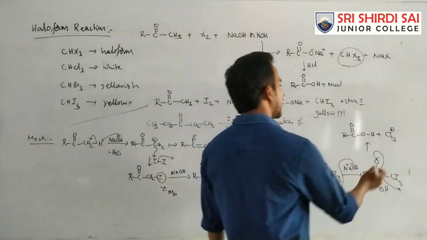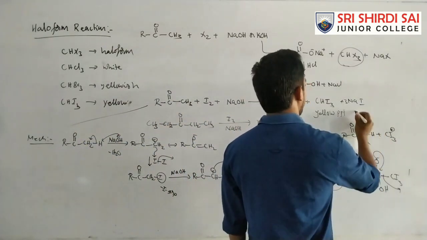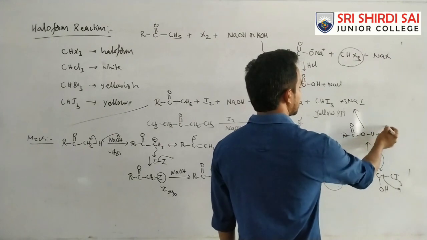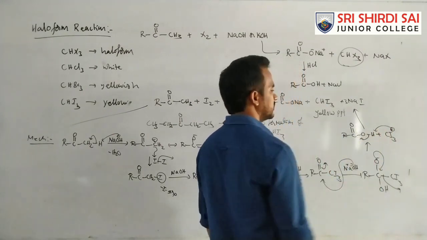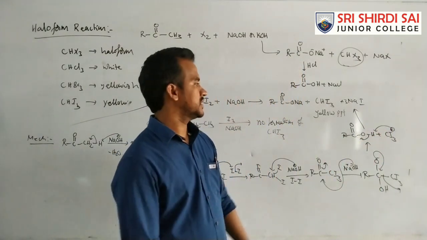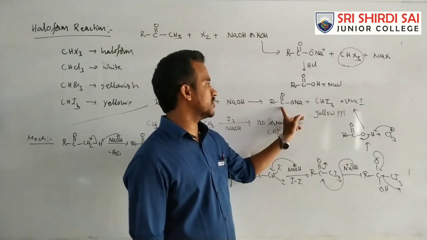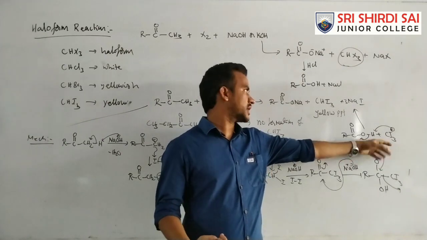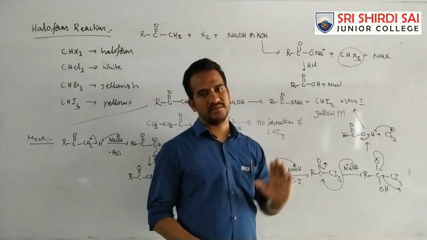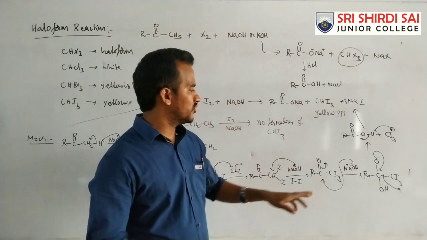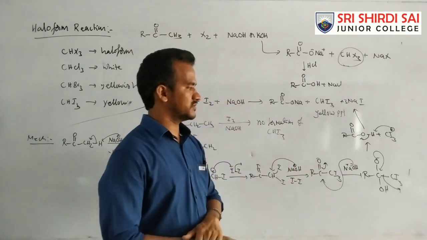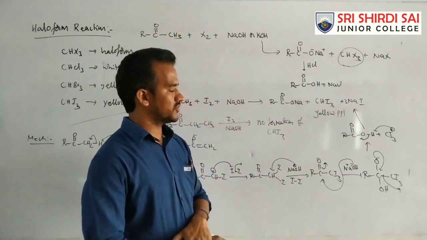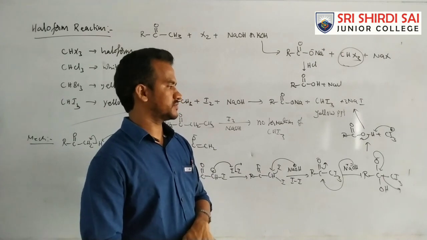Now this CI3 accepts the proton from the carboxylic acid. Then it is converted to RCOO minus Na plus, and CI3 by accepting the proton is converted to CHI3. Okay, so here the fourth mole of the base is used.